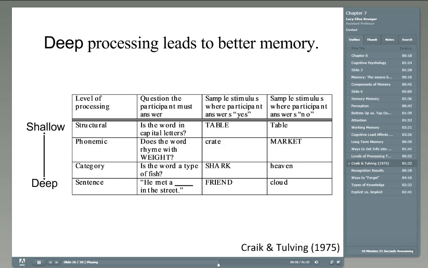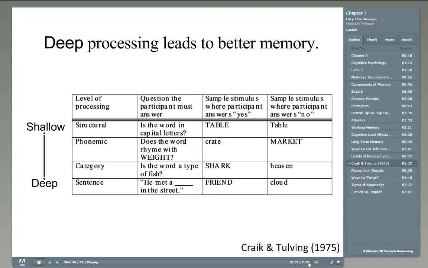For phonemic, you would be flashed with the word crate, and your decision would be, does the word rhyme with weight? Either yes or no. For category, you would decide, is the word a type of fish? So you'd be shown a number of different words, and you'd have to decide yes or no if it's a type of fish. And finally, with sentence, you would have, he met a blank in the street, and you would have to decide yes or no if that word fits that sentence.